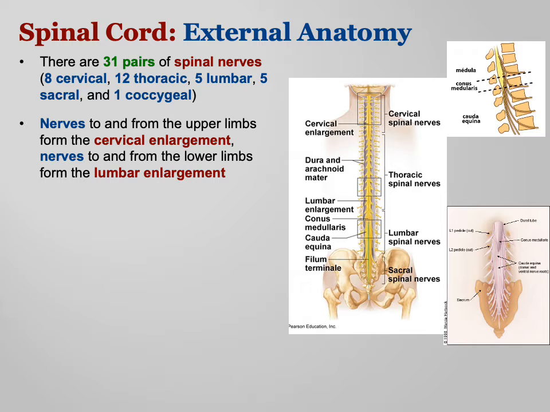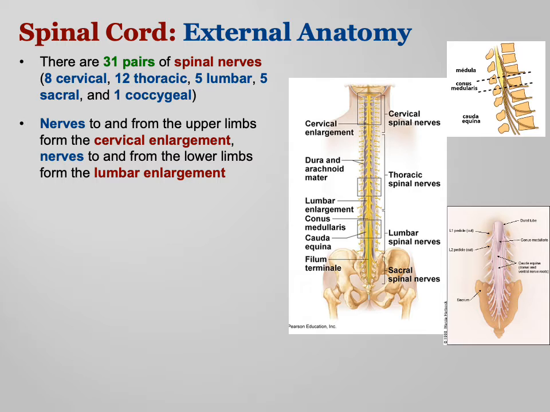So nerves to and from the upper limbs form the cervical enlargement. If you can see in the diagram, the centralmost diagram there, the spinal cord gets wider up in the cervical region. That's called the cervical enlargement. It gets wider because that's where all the nerves are emerging. We're going to see later on whole bunches of spinal nerves emerge there, and so it's wider.